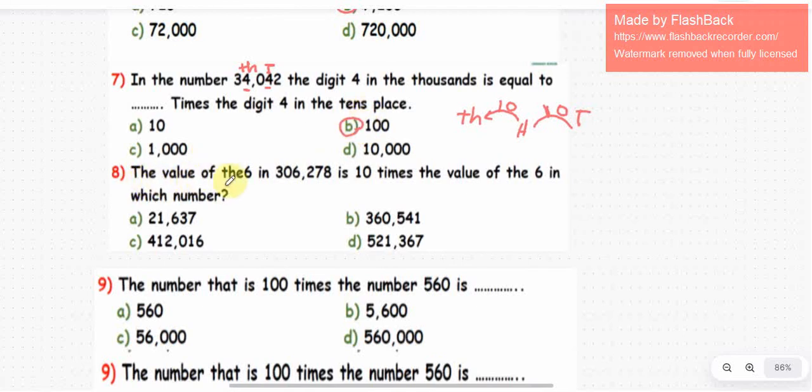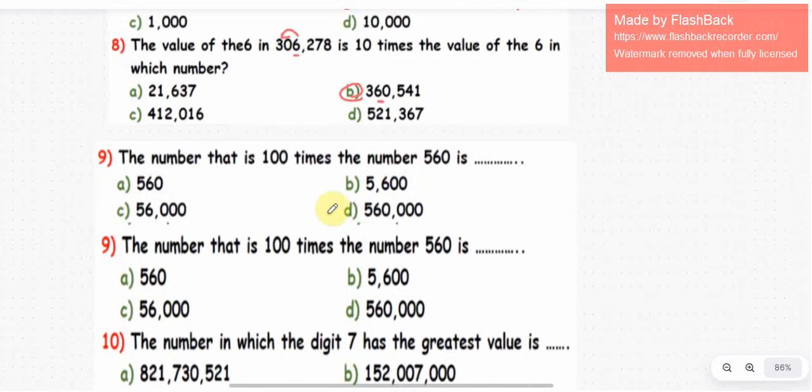Number 8. The value of 6 in 306,278 is 10 times the value of a 6 in which number? So 10 times means the number 6 will jump to the next place. Number 6 is at 1,000. When I jump to the next place, it will be in 10,000. Which number has it in 10,000? This number. Because letter A is 100, C ones, D tens.